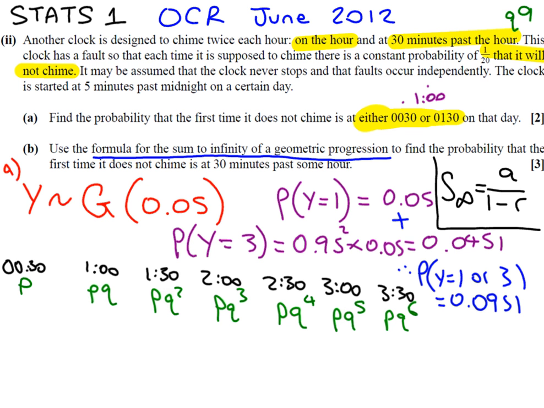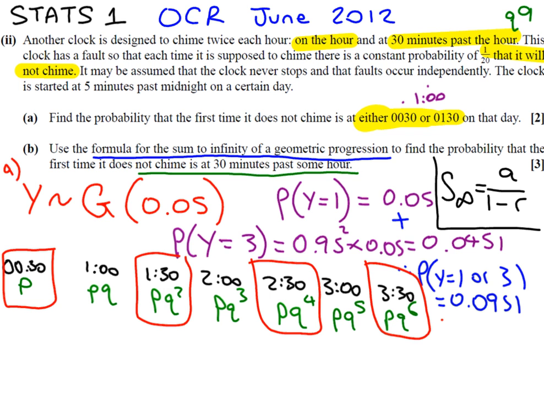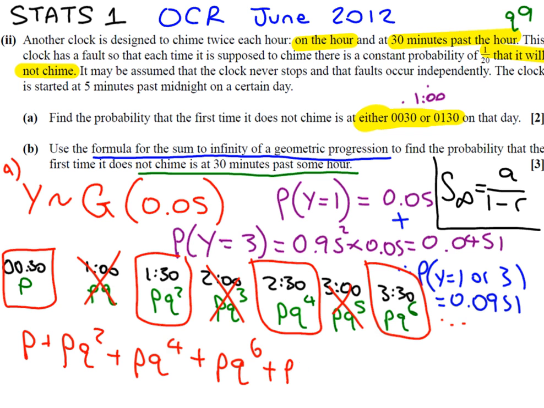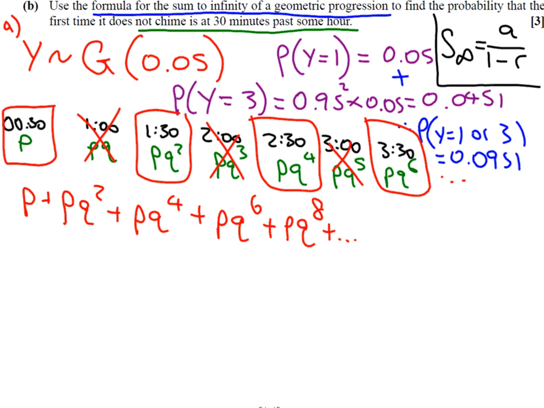Now, if we read the question, it says find the first time it does not chime. The probability it does not chime is at half past some hour. So the only bits we care about are this, this, this, this, and carrying on forever. So we do not want that, we do not want that, we do not want that. So what we're trying to add up is all these probabilities. We want to add up P and P plus P times Q squared, P times Q to 4, P times Q to 6, and you can see what's going to happen. P times Q to 8, forever. We've got a nice pattern now. So let's scroll up. So our first term A is P, which happens to be known by us as 0.05.